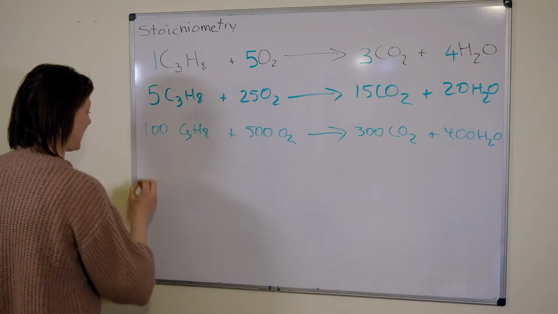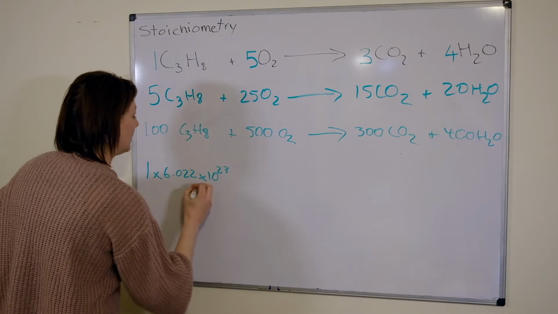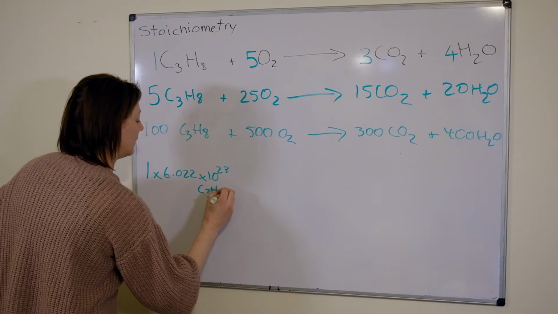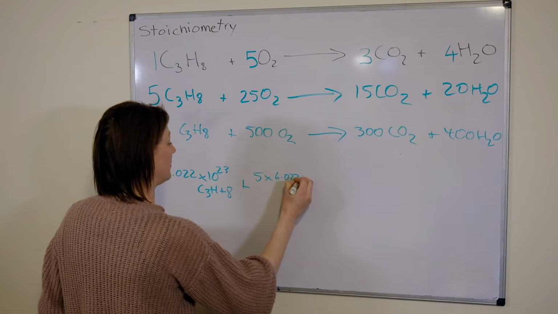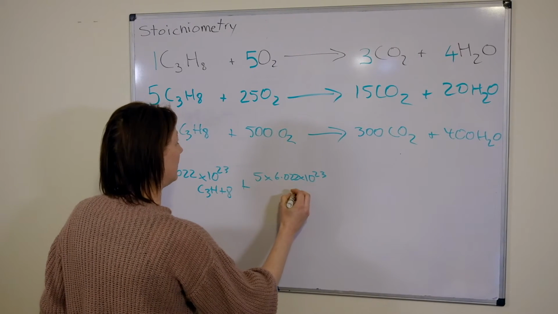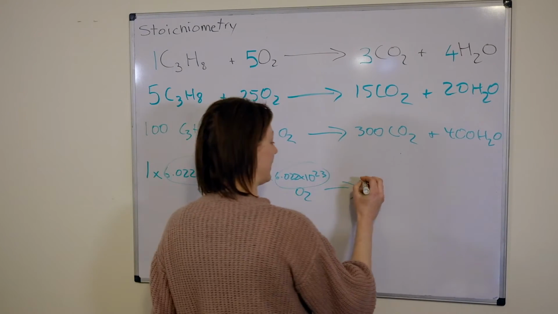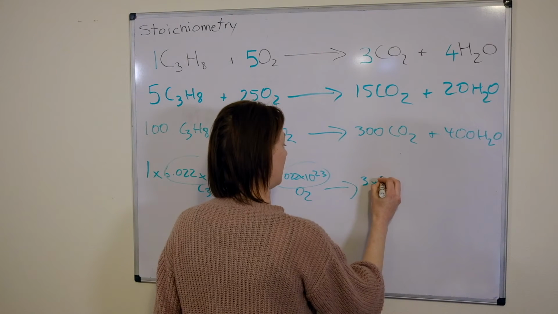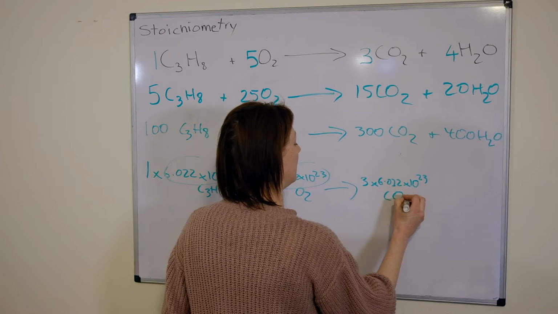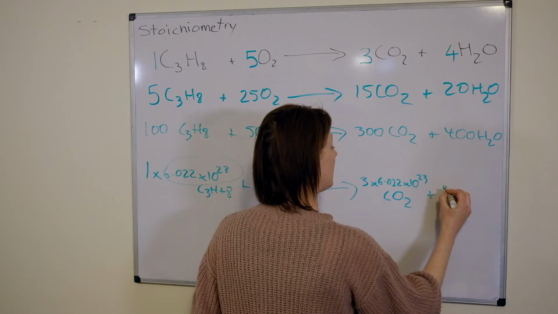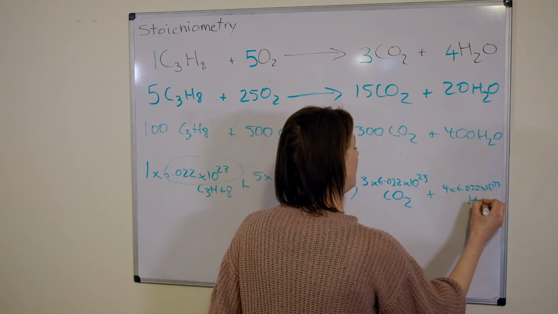What about this? What if we had, I'm not going to get enough space, plus 5 times 6.0. You see what I'm doing here, right? This number should be familiar to you. We'll get there. I'm writing as fast as I can, guys. 6.022 times 10 to the 23 carbon dioxide plus 4 times 6.022 times 10 to the 23 water.